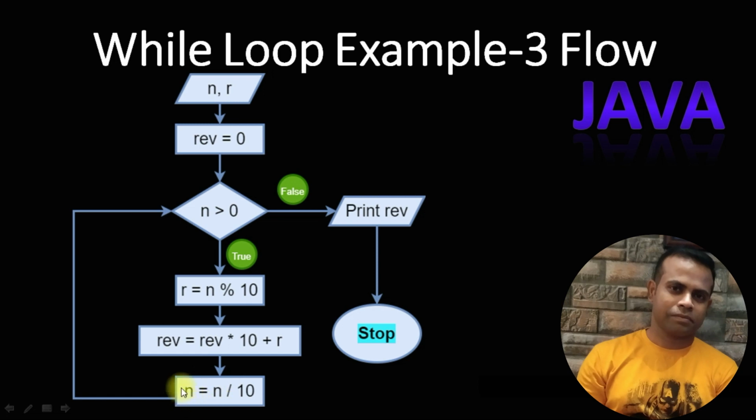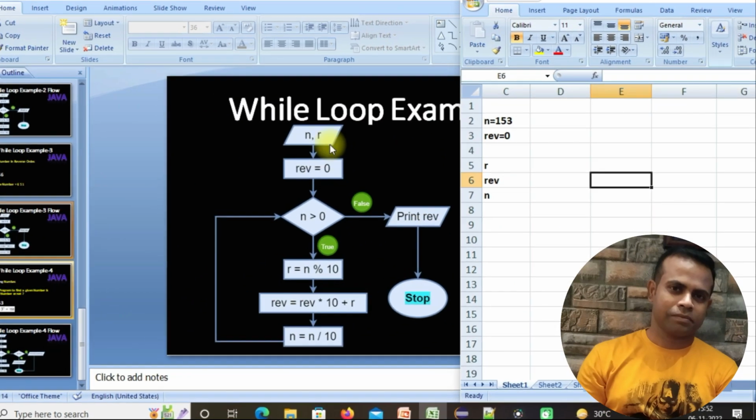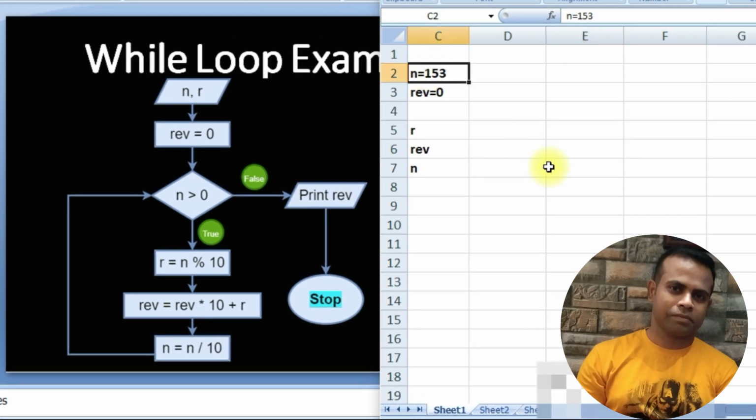Whatever value is collected in n divided by 10, that will be checked here again. If n is again greater than 0, it will re-execute the same steps. But if n is not greater than 0, it will take it as a false condition and print the reverse value here. Okay, now let's understand this with an example. Let's say our n value entered by the user is 153, and our reverse value we initialize with 0. Now our condition check: is 153 greater than 0?